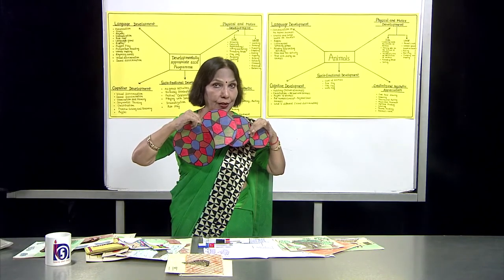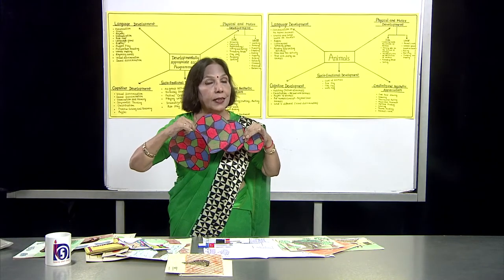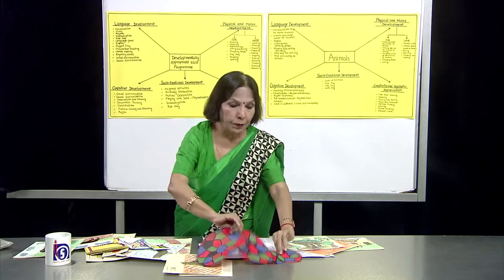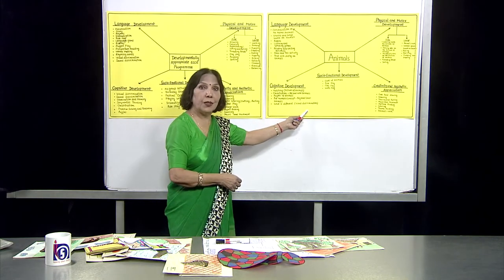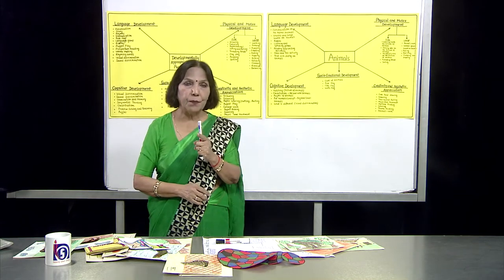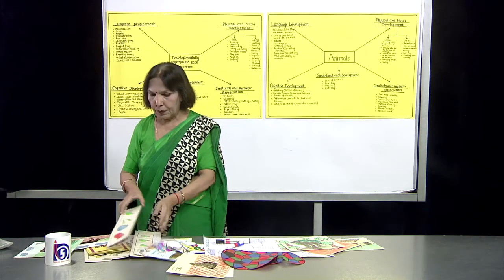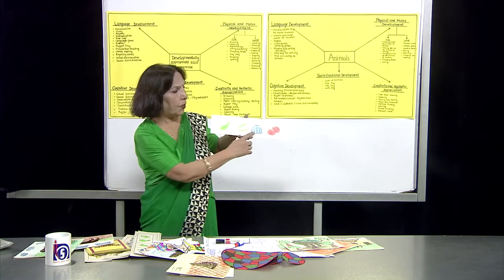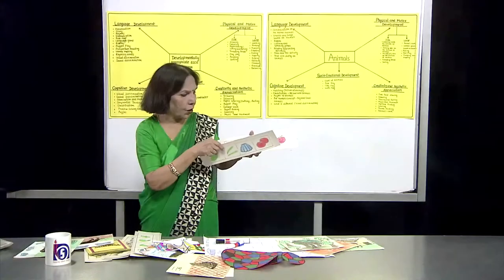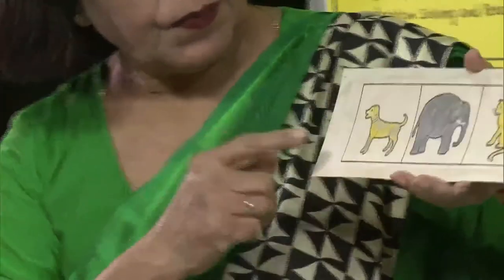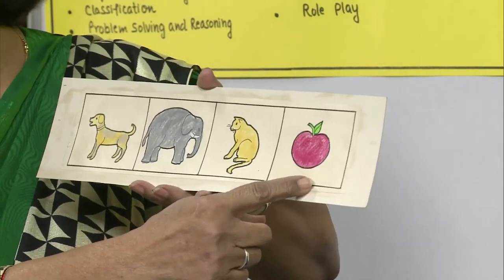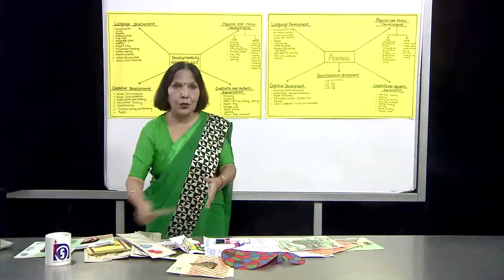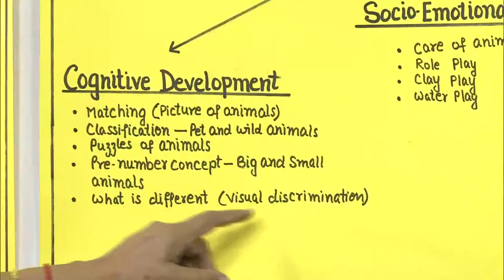Ascending and descending order. Ask them to arrange it in ascending and descending order. And this activity is seriation. So what is different for visual discrimination? One picture will be different and the others will be like this. One picture is different and others are the same. What is different and what is same here? Which one is different? This is an animal. This is an animal. This is also an animal, but this is not an animal. So this is different. So in this way we can develop visual discrimination.